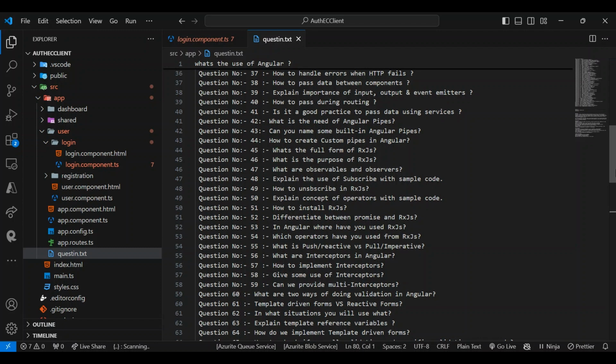When do we go with the template driven form, and when do we go with the reactive form? Apart from that, they also gave two snippets of code and asked me to explain which is the reactive form and which is the template driven form. If you have real experience, you have to identify which code is written in the reactive form and which one in the template driven form. Then the next question is, in what situation will you use which.